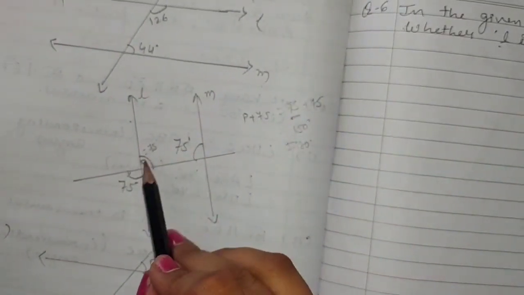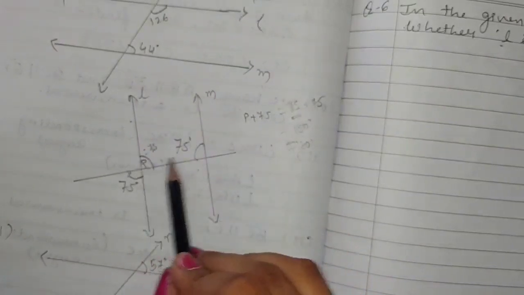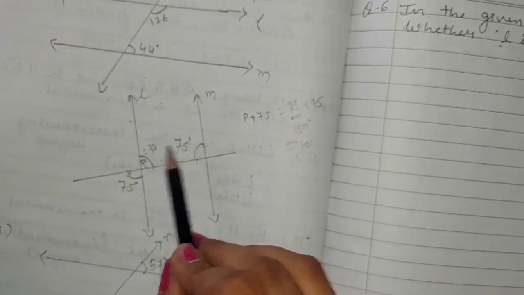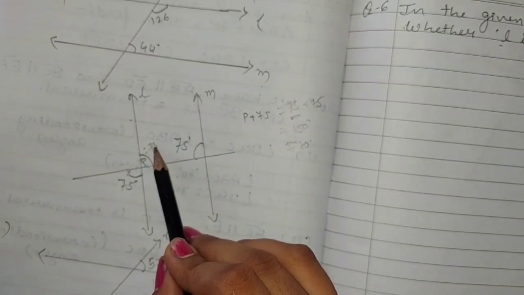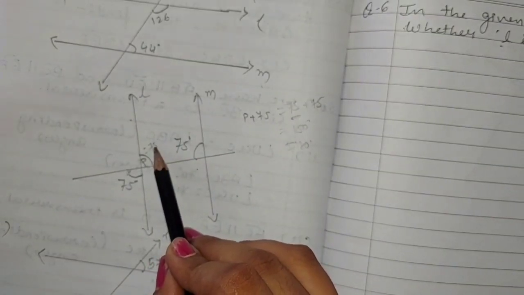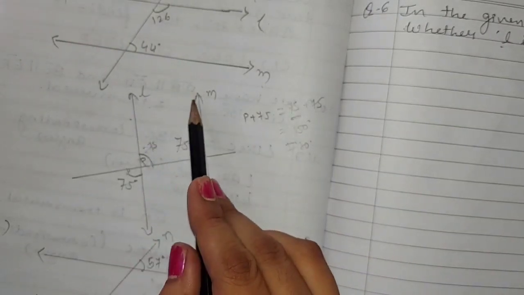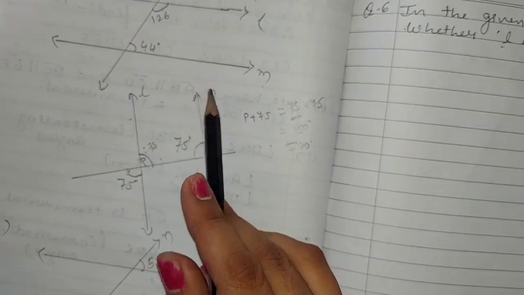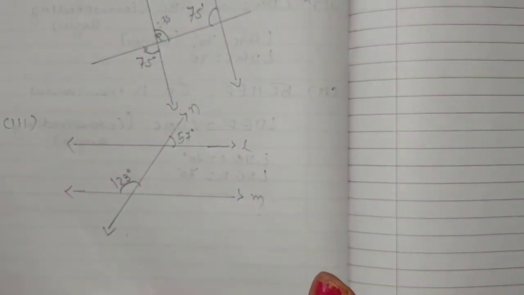So here also you can see L is not parallel to M. Because the sum of two interior angles, if we add these two, is 150 degrees. It is not equal to 180 degrees. Hence it is not following the interior angles property. So here also L is not parallel to M. In number 3, this is the figure given. Now here we have to see whether L is parallel to M or not.